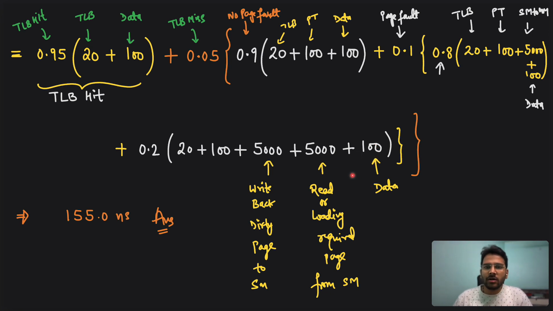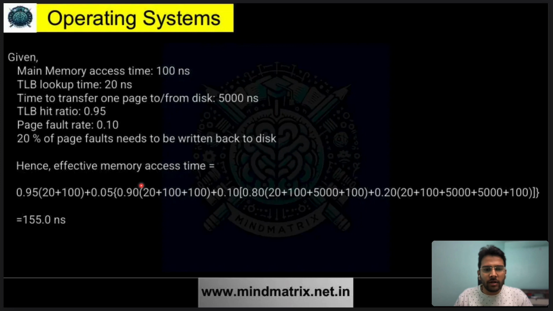So I hope it is clear what we are doing here, right? Here, secondary memory to main memory is nothing but this thing, that means reading or loading the required page from the secondary memory to the main memory. So I hope now it is clear. And if you solve this, you will be getting 155 nanoseconds as the final answer. And we have the solution also given here, so you can just verify from it.